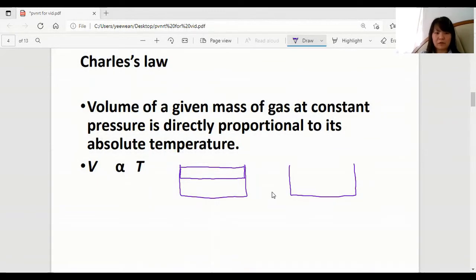Next, Charles' law for an ideal gas: the volume is proportional to its absolute temperature. Absolute here means this must be in Kelvin and not degrees Celsius. This is when we keep the pressure constant, so we don't disturb the pressure. Let's say there's gas in here and I heat it up. After heating, we want the pressure to be the same. We don't want it to exert more pressure. So to balance that out, the volume would increase if you increase the temperature.